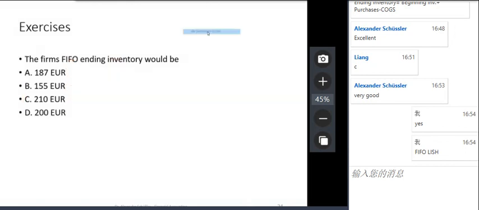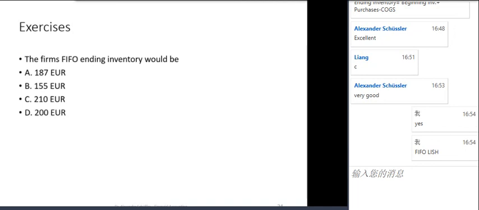This is the next one. Try this one: the firm's FIFO ending inventory. So this is on the balance sheet. First in, first out, last in, still here. So now we're talking about last in, still here. What's the ending inventory if we use FIFO?